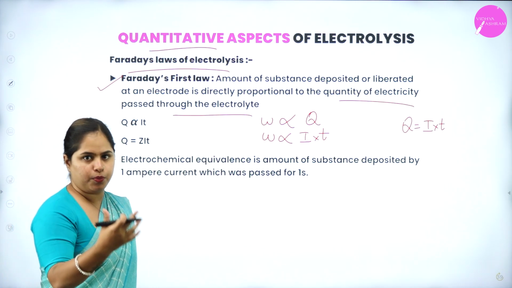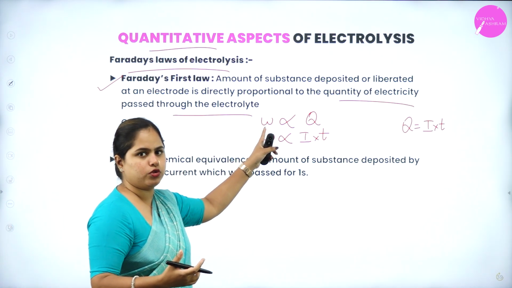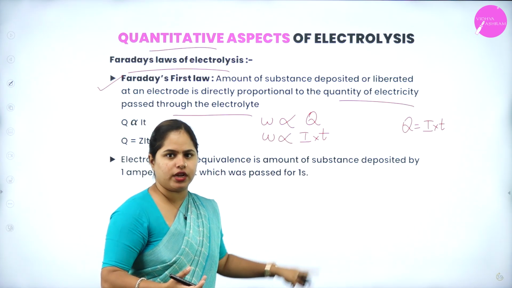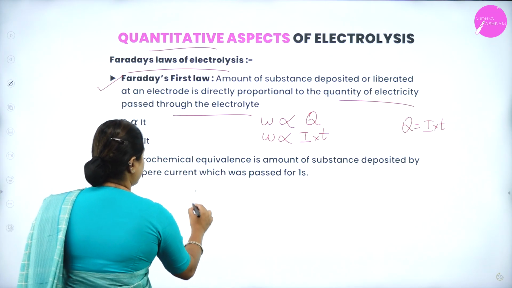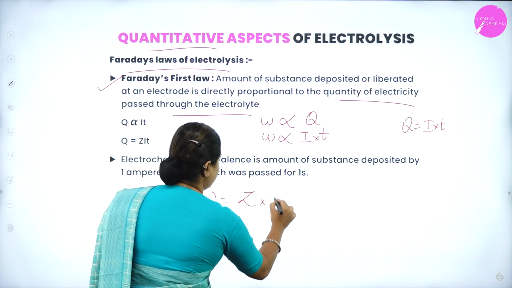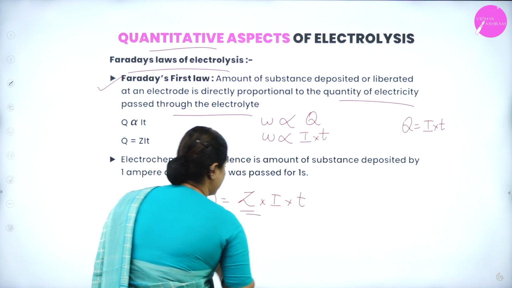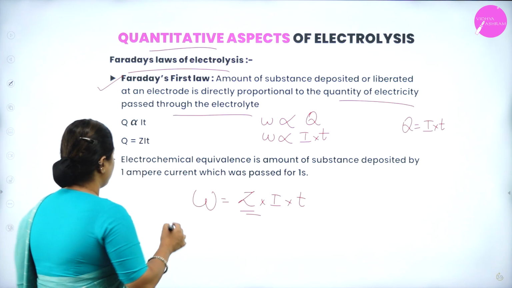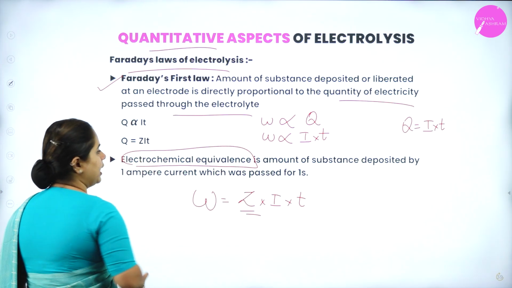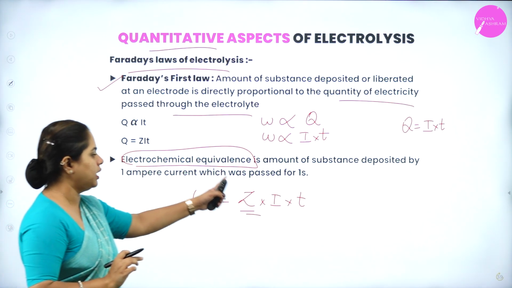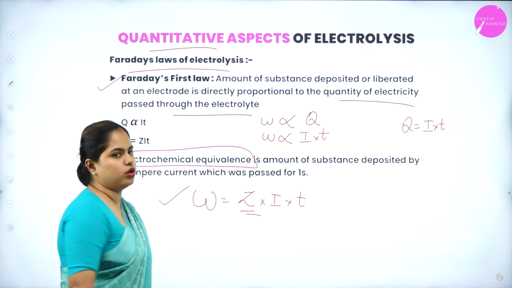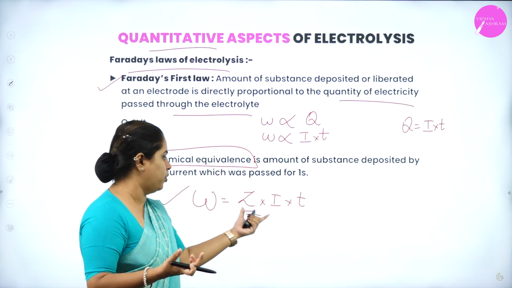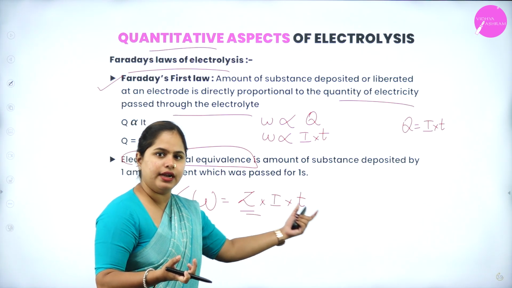So the mass of the deposited substance, how much mass is deposited, is going to be directly proportional to the quantity of electricity passed. So instead of Q, I can also write I into T. So the final equation I can write is W = Z × I × T. Now this Z is a constant which is used to remove the proportionality, and this Z is called electrochemical equivalence. So this is the equation that you have to remember: W = Z × I × T. W is the mass of the substance which is deposited. It depends upon electrochemical equivalence. I is current and T is the time.